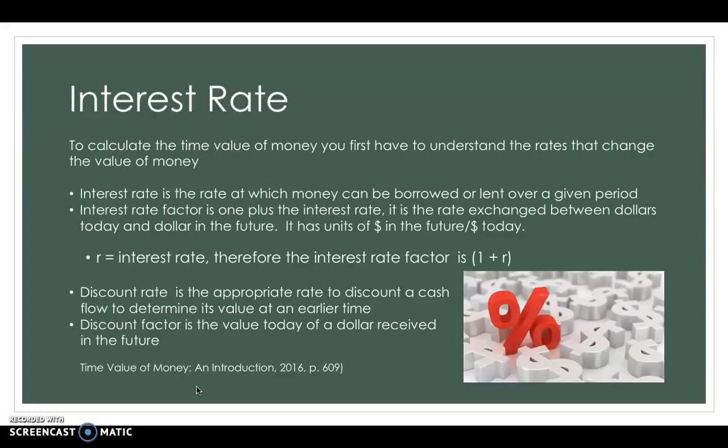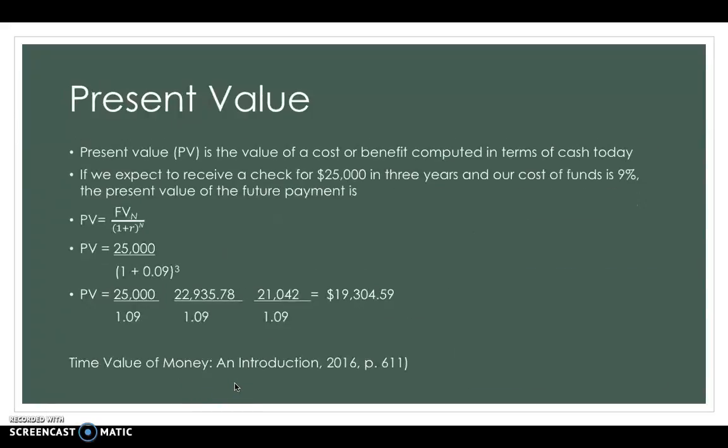Discount rate is the appropriate rate to discount a cash flow to determine its value at an earlier time. Discount factor is the value today of a dollar received in the future. Present value. Present value is the value of a cost or benefit computed in terms of cash today.